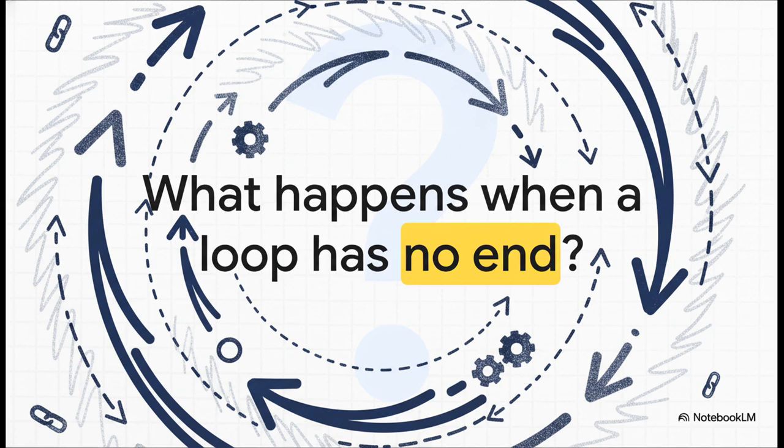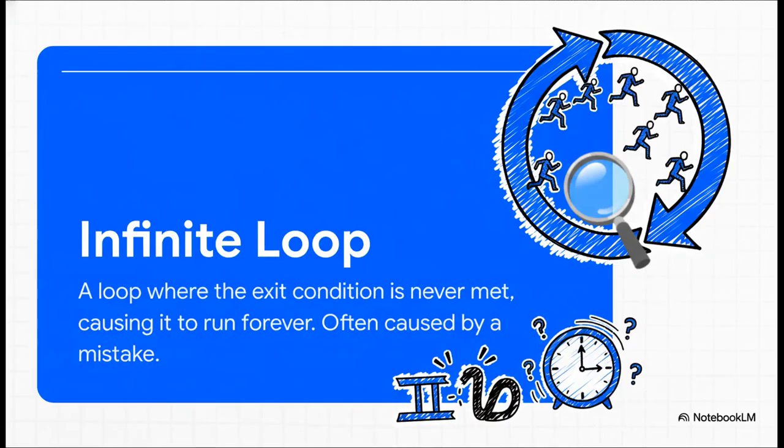So we know how to break out of a loop when we want to. But what happens when a loop has no end? What if you accidentally create a loop that just never stops? Well, then you get what's called an infinite loop. And this is the classic programmer mistake. It's when the loop's exit condition is just never, ever met, so it runs forever and ever, and can totally freeze your program. And what's the number one cause? 9 times out of 10, it's forgetting to update your counter. If you never add 1 to your counter, well, it's never going to reach its target, right?